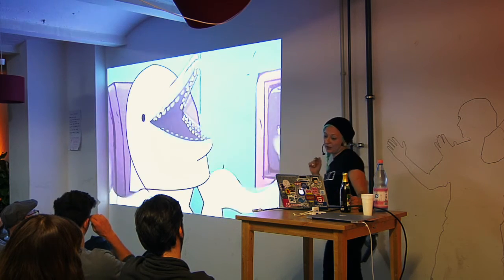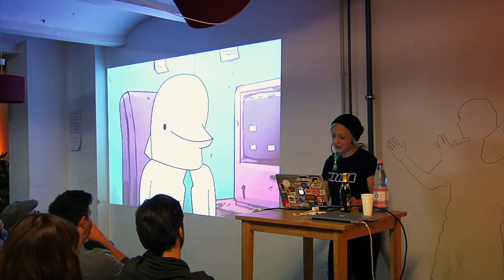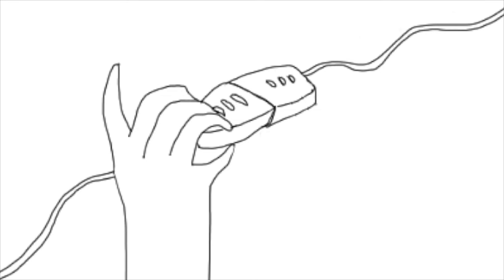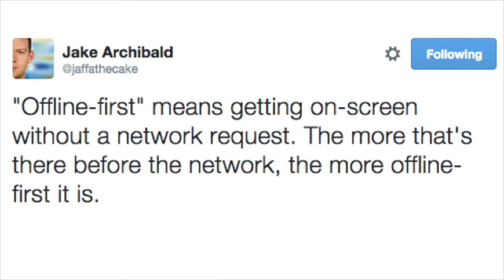So we've talked about the worker. Now let's take a focused look at the service worker. The offline first concept became one of the most important ones to follow, like Jake Archibald got it right the other day. Offline first means getting on screen without a network request. The more that is there before the network, the more offline first it gets. So this means every web application should work without connection after the first visit and just use the network for getting and setting data. Everything else is online first.